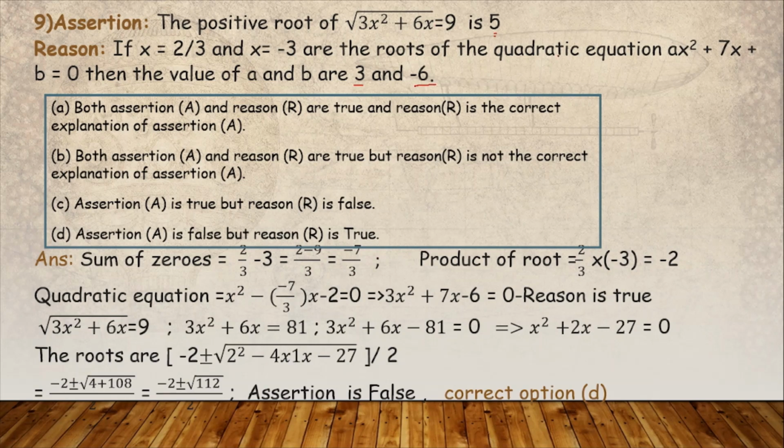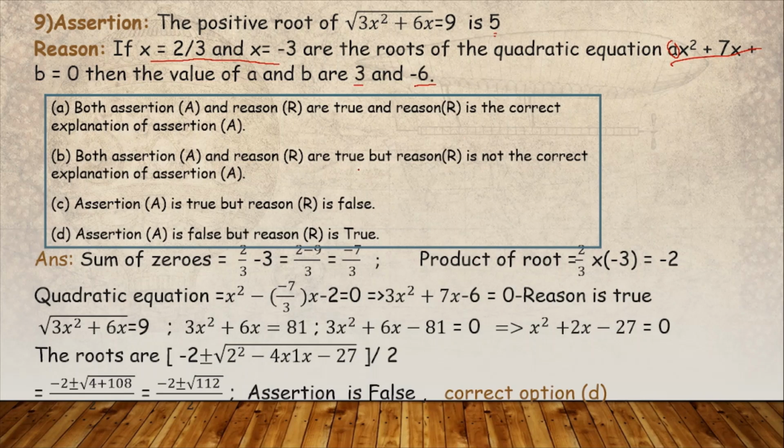They give us the values of the zeros. If these are the zeros of this equation, the unknowns a and b are the values they are declaring. Here the reason is also not a standard form, but you have to do the calculation and find whether the reason is correct or not. Questions like this can also be asked.